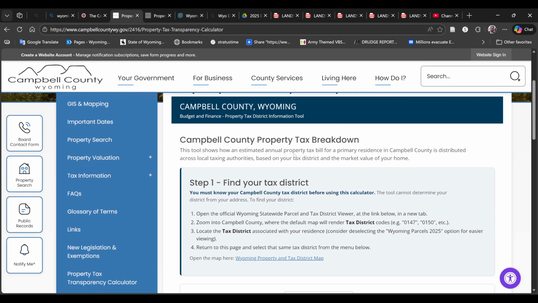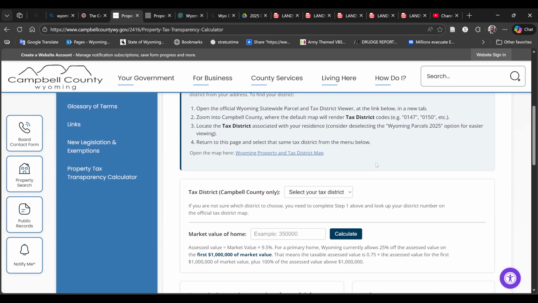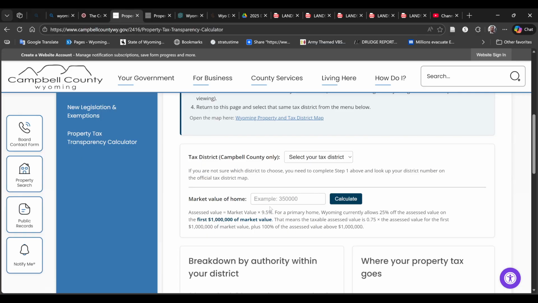And what you're going to find here is this little page right here. It's going to give you some instructions. It's really easy to follow. First thing is it's going to ask you a couple things. One is the tax district, and again, this is Campbell County only, that you are.